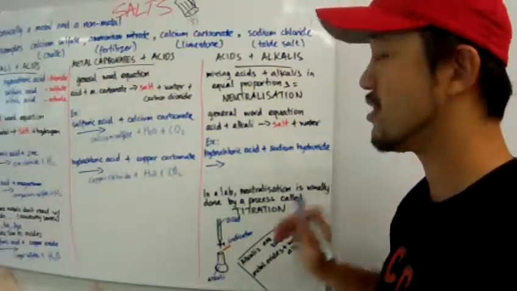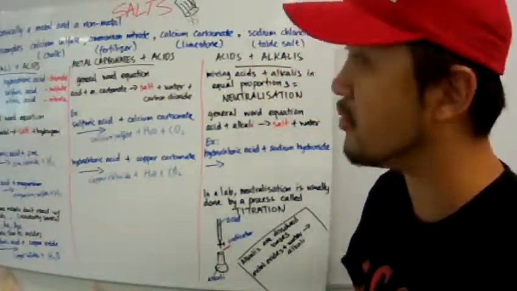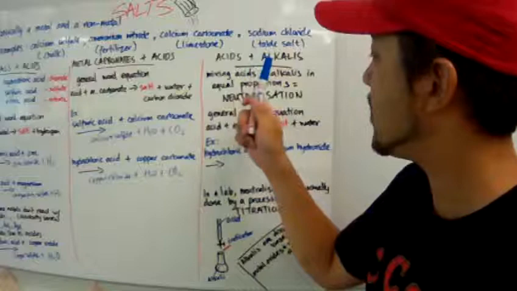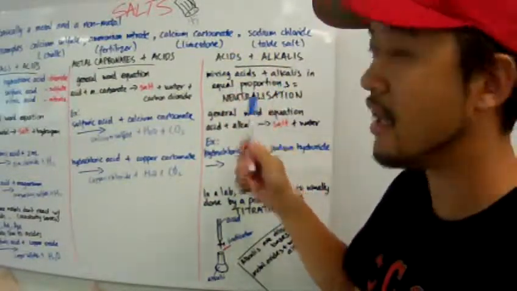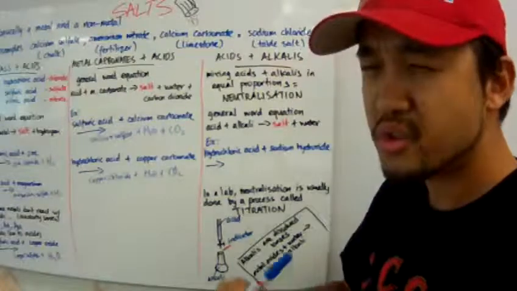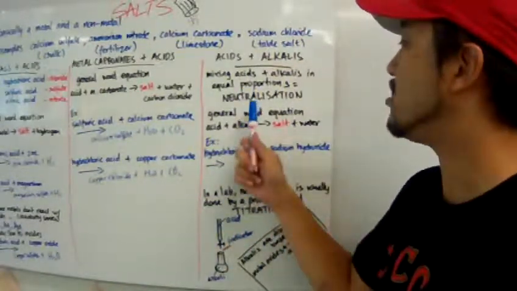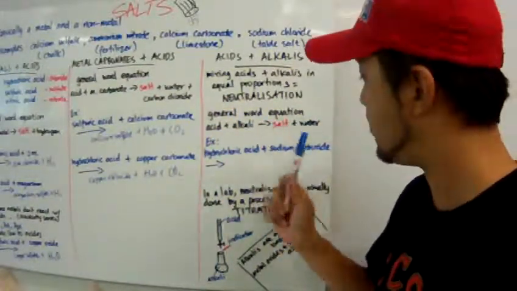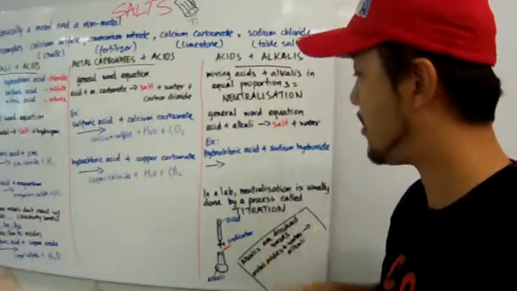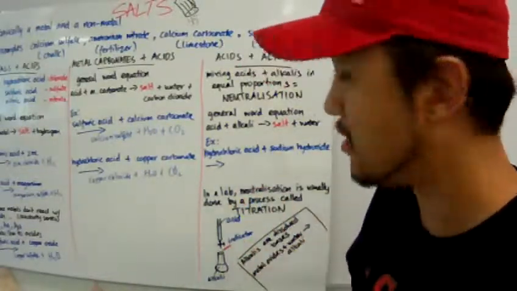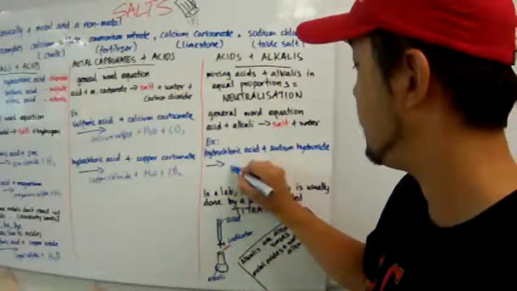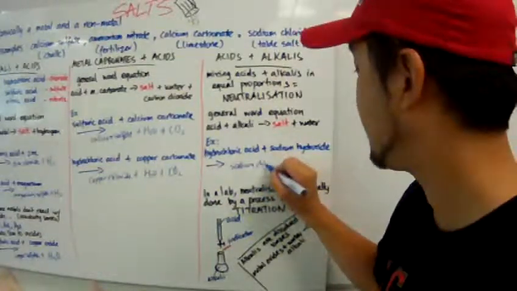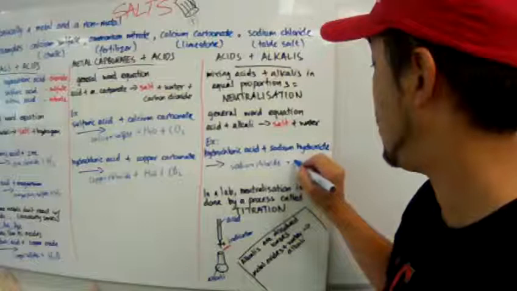Great. So finally, we have a third way to make salt, which is to mix equal proportions of acids and alkalis in a process called neutralization. Okay, here's the word equation. Acid and an alkali will make salt and water. And here's our classic example. Hydrochloric acid with sodium hydroxide. So you get sodium chloride and water.